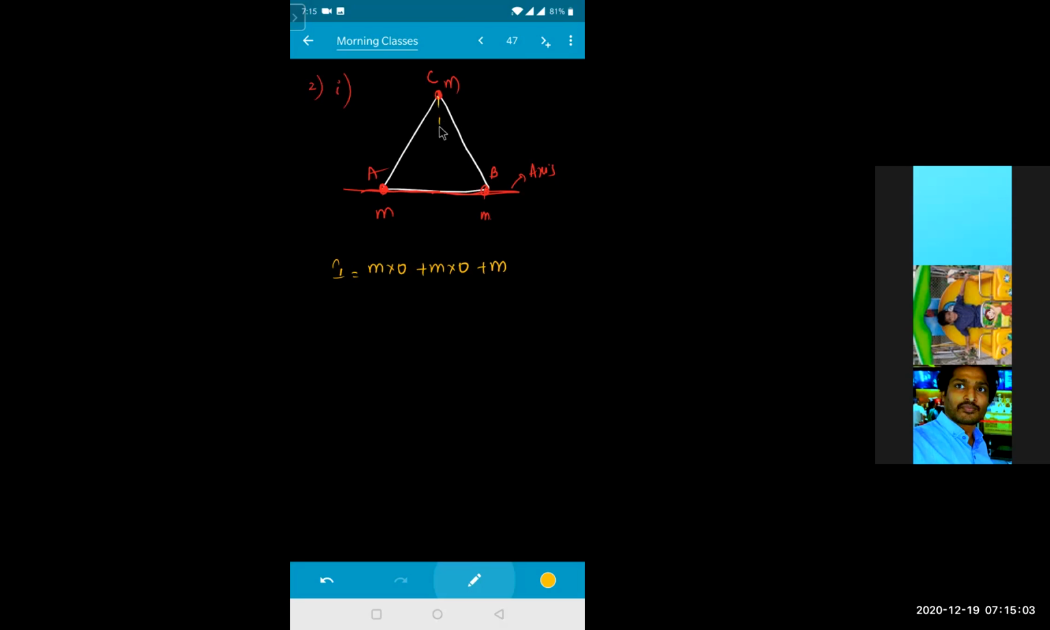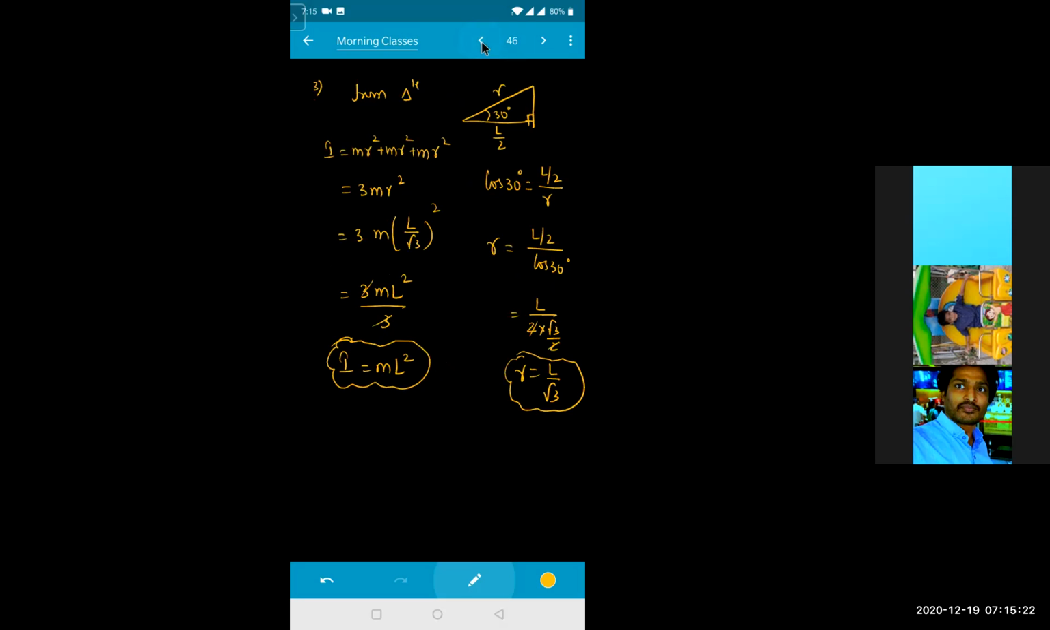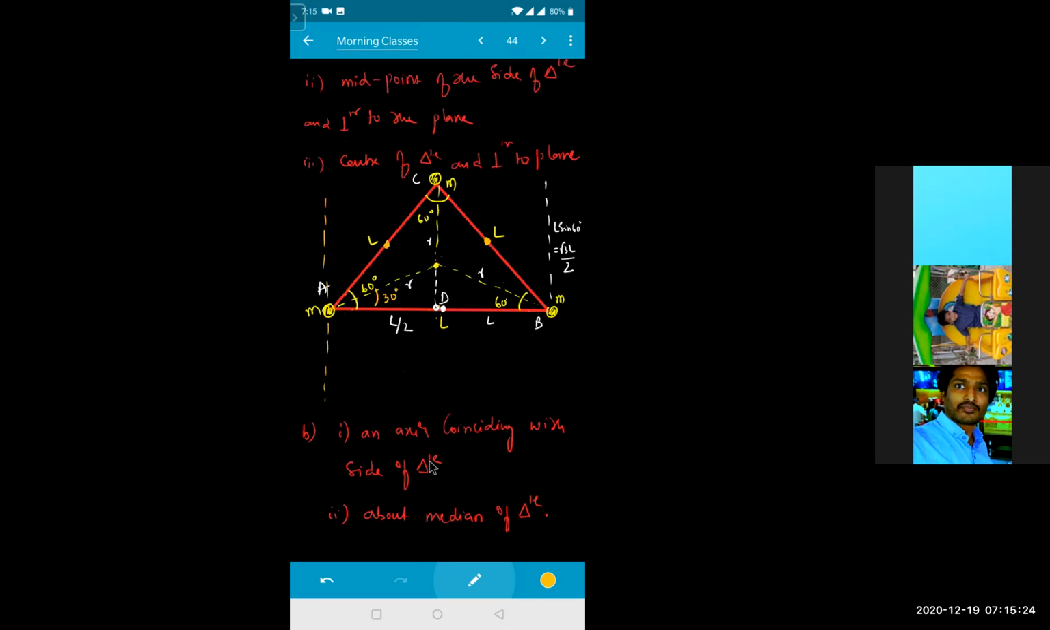What is this distance? The centroid distance, √3 L by 2. So this term is m into (√3 L by 2) whole square. So I will become 3 m L square by 4. Got it, sir? Clarity is there? Now this was about an axis coinciding with the side of the triangle.